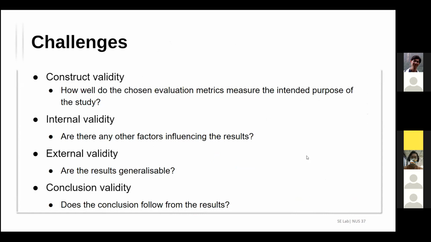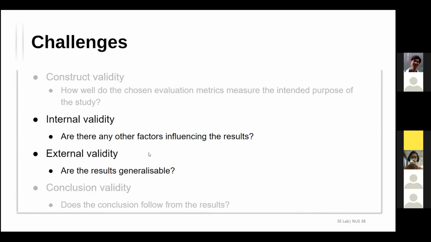So now we come to the challenges. These are the four challenges we've talked about before in general for any paper. The authors only address two of them, which are internal and external validity. That is, whether there are factors influencing results and whether the results are generalizable. I believe the external validity is what Dr. Lin touched upon earlier when he asked whether the results for this research, which is only for one specific scenario, can be generalizable to other more general scenarios. The authors will talk about it later on as well.